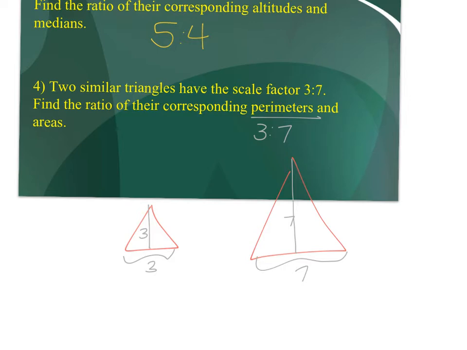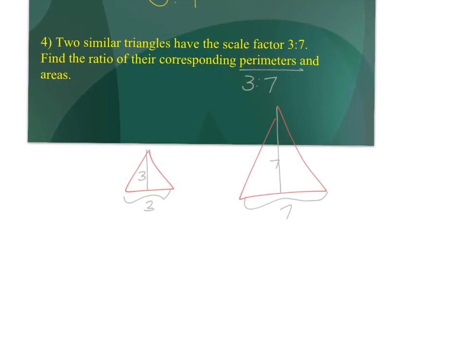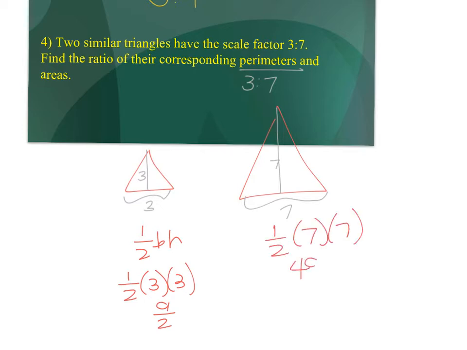So if I asked you for the area of the first triangle, how do I find area of a triangle? 1/2 base times height, right? So this would be 1/2 3 times 3, or 9 over 2. And this would be 1/2 7 times 7, or 49 over 2.